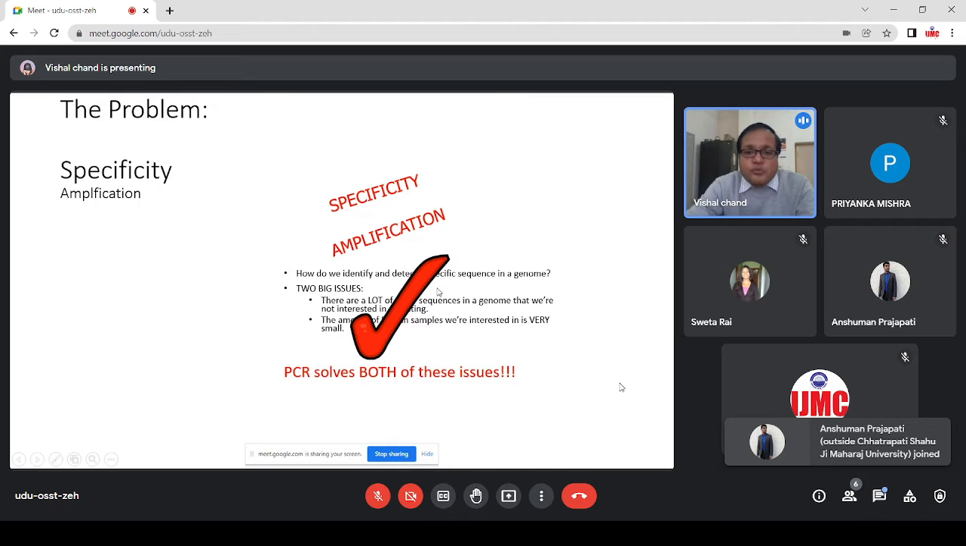So how do we identify and detect a specific sequence in a genome? There are two big issues: a lot of sequences in the genome in which we are not interested, and a small quantity in which we are interested. How can we solve them, whether related to specificity or to amplification? The only component which can solve this problem is PCR.